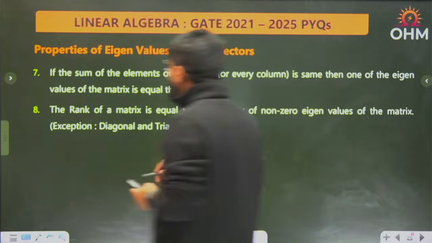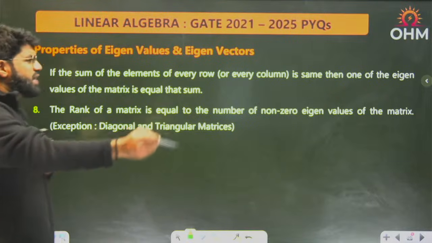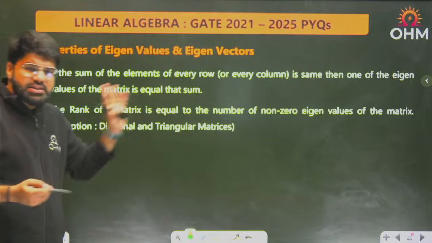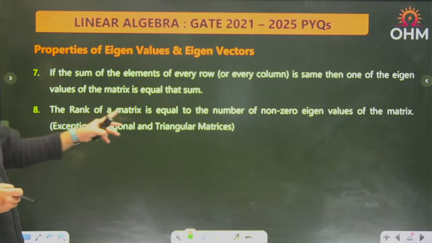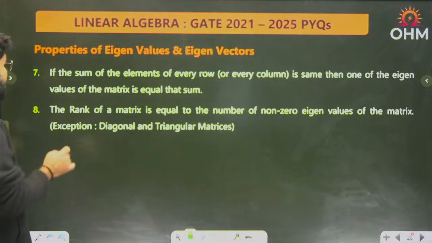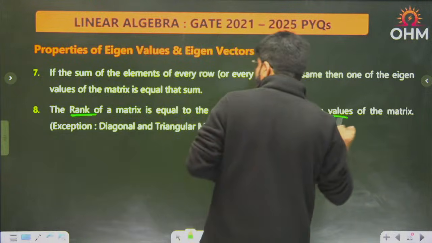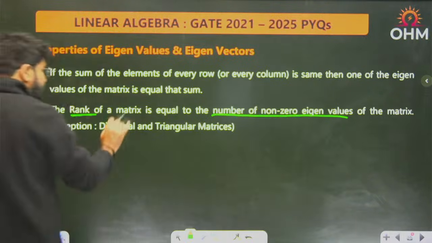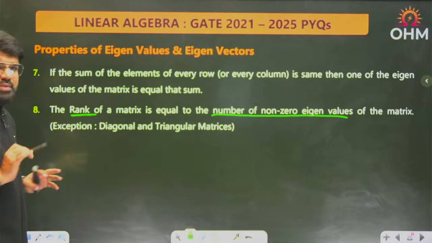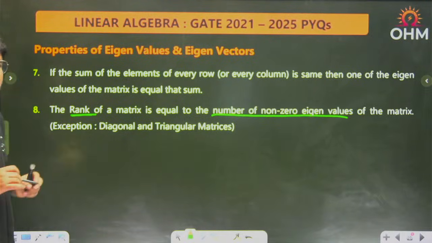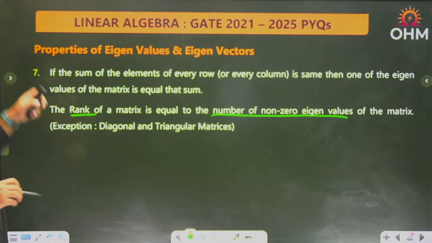Number 7: if the sum of the elements of every row is the same, then one of the eigenvalues is equal to that sum. The rank of a matrix is the number of non-zero eigenvalues of the matrix. This is applicable except for diagonal or triangular matrices, only one exception to this property. Otherwise, this is a helpful property: rank equals the number of non-zero eigenvalues.